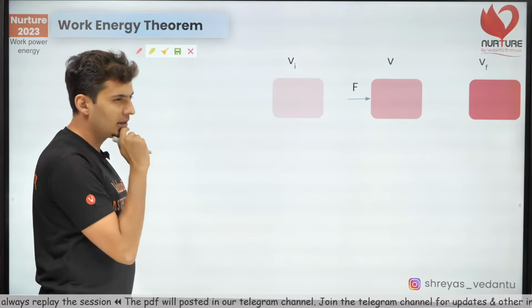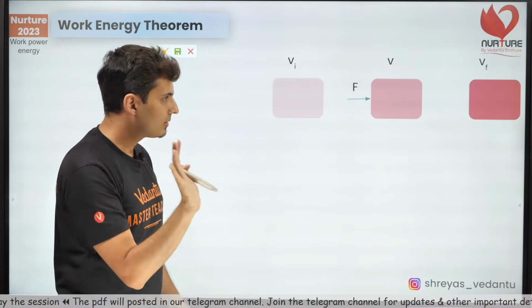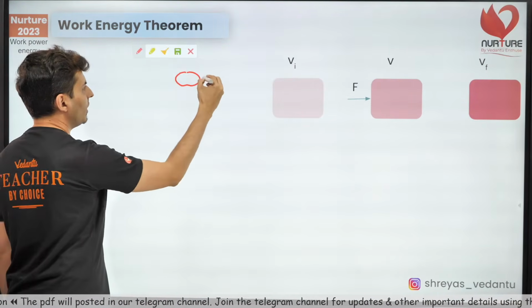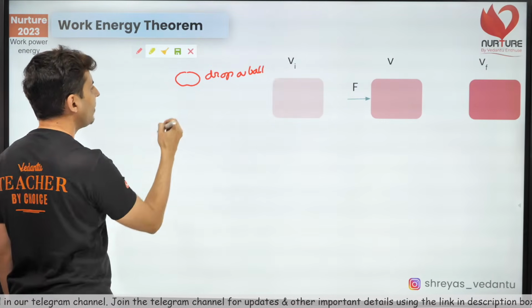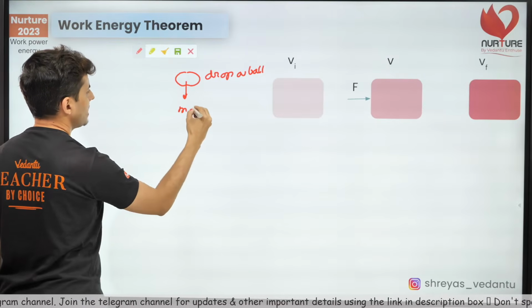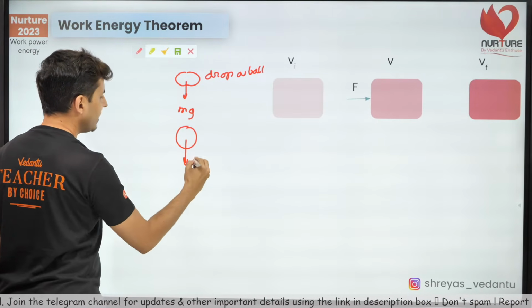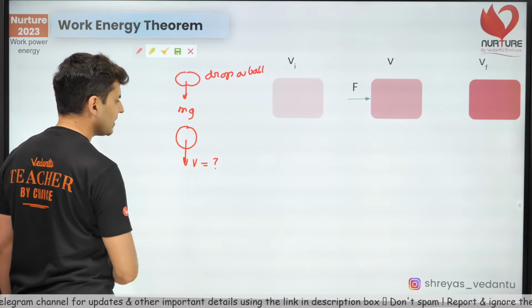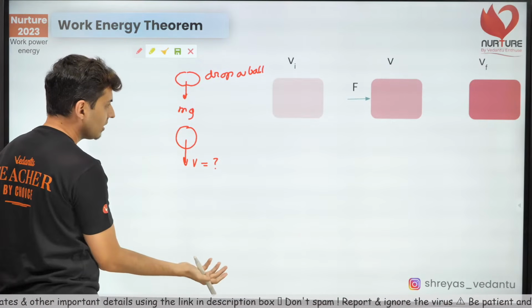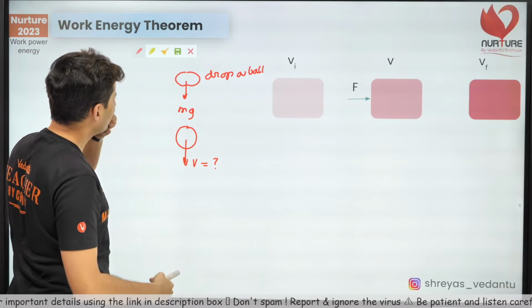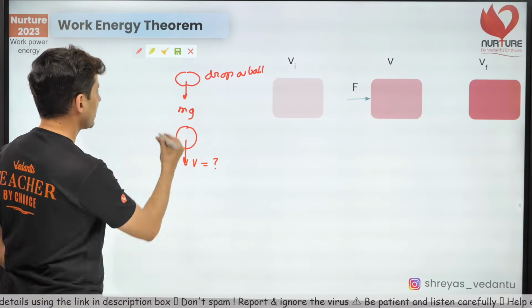What is this work kinetic energy theorem? I'll give you some examples. Okay, simple. Let's say I drop a ball. What happens? Gravity will act. After some time, this ball gets some velocity. Where did it get this velocity from? Well, gravity. If gravity was not there, it would not have got it. So, is gravity doing some work? Yes, it is doing some work.